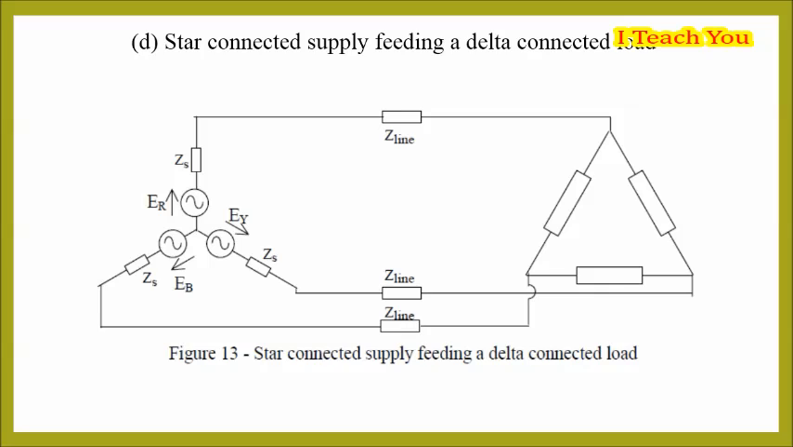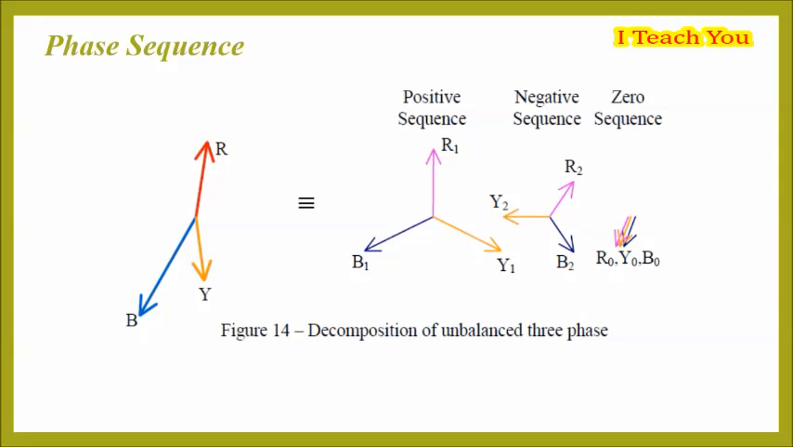Star-connected supply feeding a delta-connected load. When a star-connected supply feeds a delta-connected load, figure 13, then from the phase voltages the line voltages are known so that the currents inside the delta can be obtained directly from Ohm's law. The line currents can then be obtained by phasor summing of the currents inside the delta. The remaining variables are then obtained directly. Thus basically, any unbalanced system can be calculated using the basic network theorems.